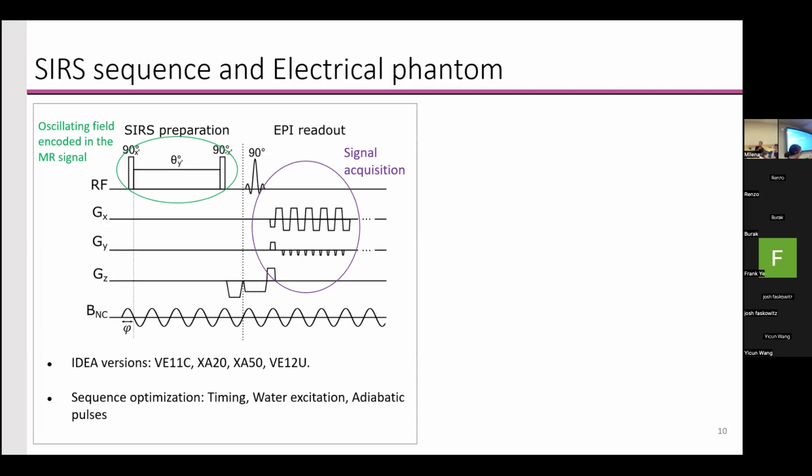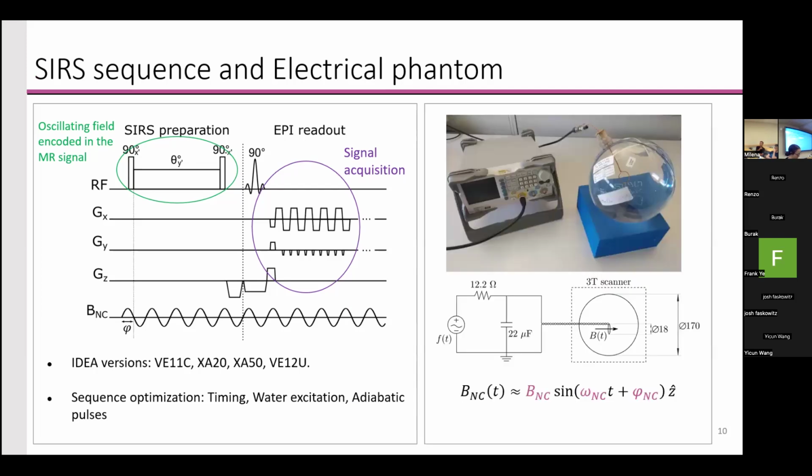And I optimized this as much as I could in terms of timing, but also adding water excitation pulses and adiabatic preparations for the spin lock effect. And once I implemented this, I wanted to test the effect. So we built this electrical phantom, which is a loop coil connected to a function generator that is outside the scanner. That cable is like 5 meters long to go into the scanner. And by controlling whatever comes out of the function generator, we can control the amplitude, frequency, and phase of the oscillatory magnetic field inside the magnet.